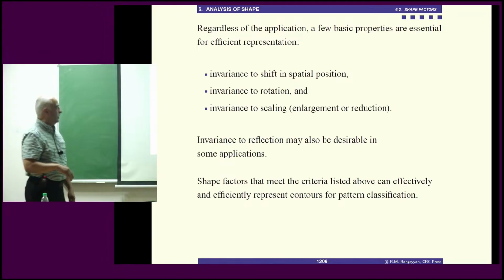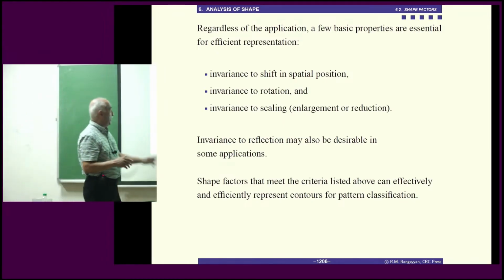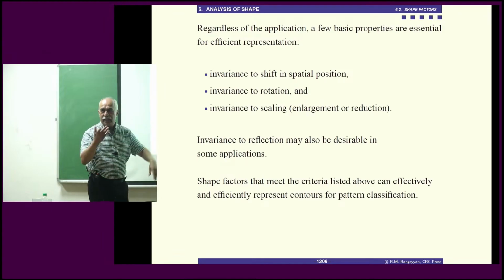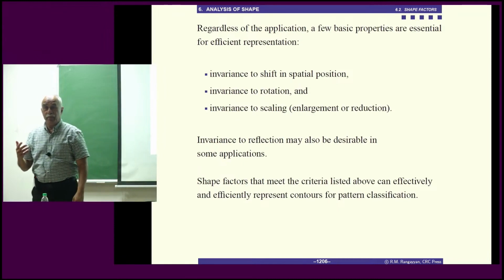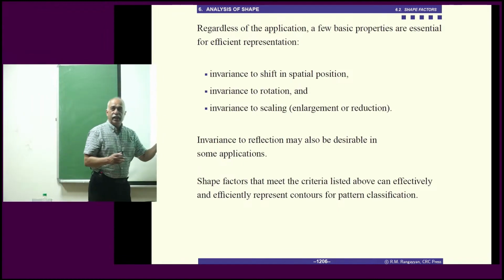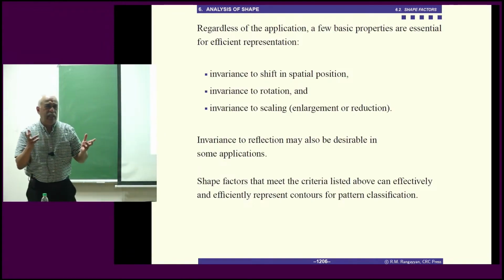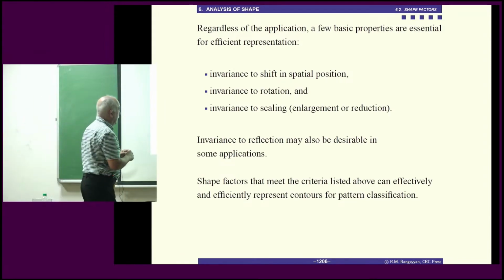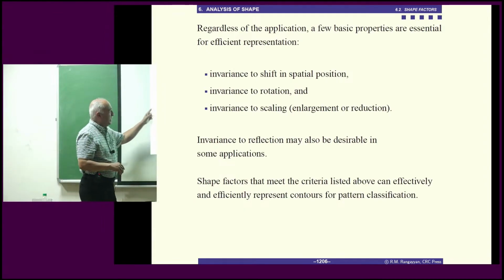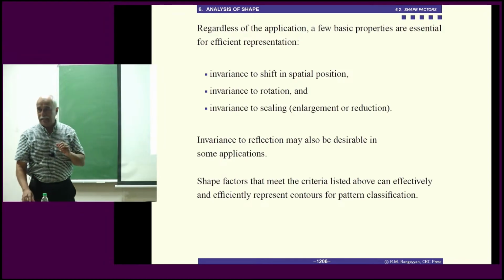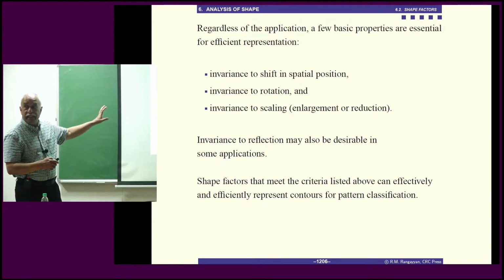If you do character recognition, you don't want invariance to reflection because we have P and Q and B and P and so on that are reflections of one another. So in character recognition, you don't want invariance to reflection. In mammography, tumors and calcifications, yeah, maybe. But we could reflect the image before you do that. It doesn't matter. So shape factors that meet these criteria can effectively and efficiently represent contours for pattern classification. These are some basic requirements.